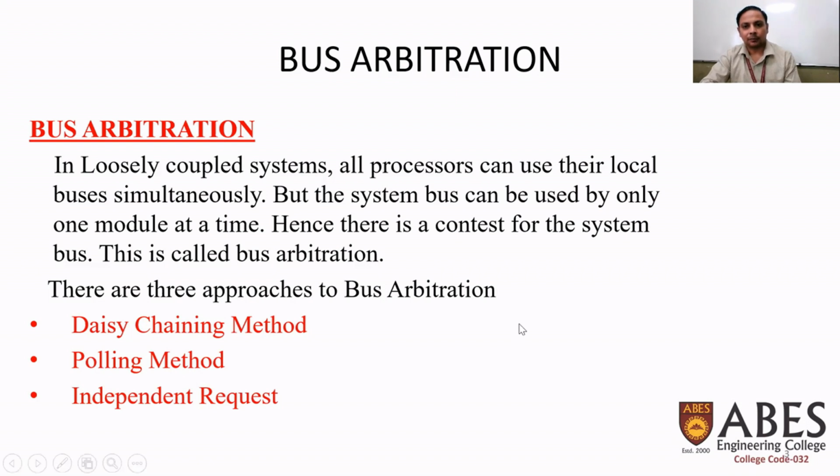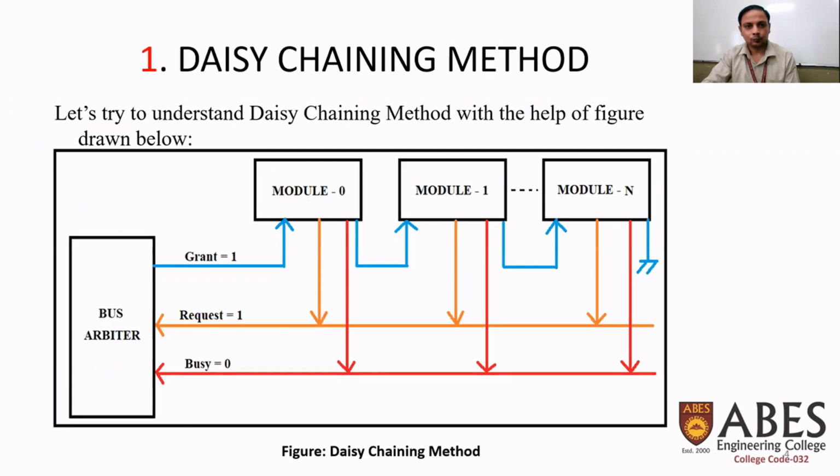So there will be a master who will resolve this type of contest or congestion. That will be the bus arbiter. Basically we have three main methods to resolve this problem. First one is the daisy chaining method. Second one is the polling method. Third one is the independent method. Now we will study each and every method one by one.